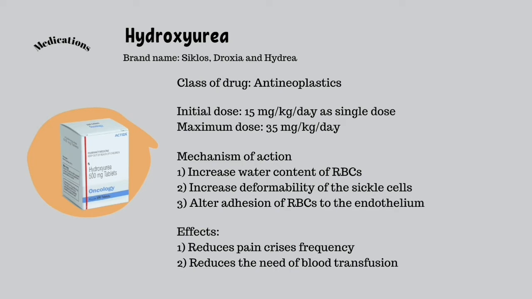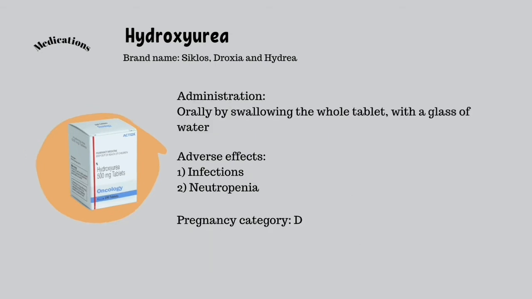Its mechanism of action includes increasing water content and deformability of sickle cells, which later alters the adhesion of red blood cells to the endothelium. Consequently, this reduces both pain crisis frequency and the need for blood transfusion. Moreover, hydroxyurea is administered orally by swallowing the whole tablet with a glass of water. Nevertheless, it may also bring the adverse effects of infections and neutropenia. This drug is classified in the pregnancy category D, which means pregnant mothers are advised to avoid this medication.